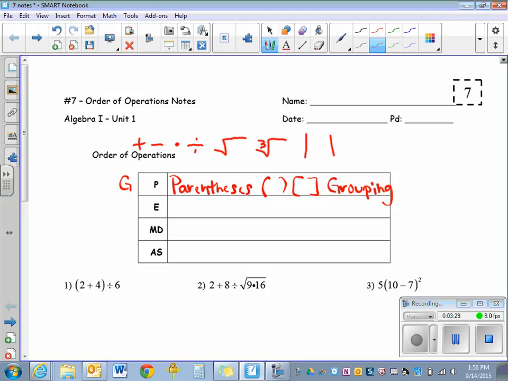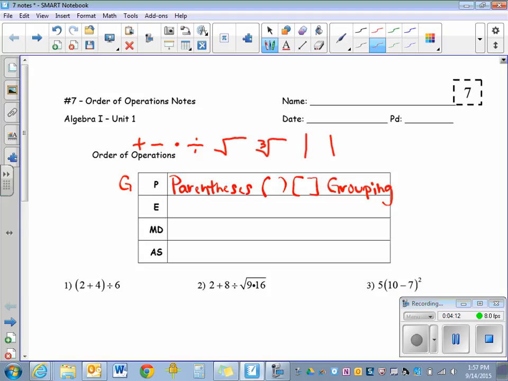Can anyone think of another operation that groups numbers together other than just parentheses? Julia? When we multiply? Well, multiplying, if we had more than one thing we're multiplying together, that would be grouping. But multiplication by itself, just the dot, isn't for parentheses, it creates for multiplication division. So that's a good idea, but if we're multiplying more than one thing together, we would have the parentheses around it. Any other ideas?